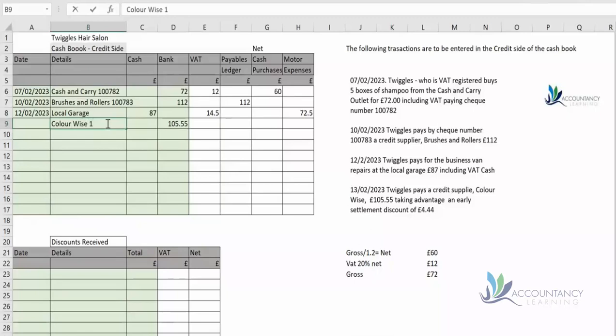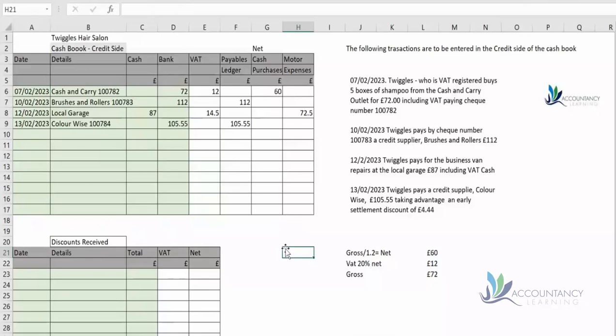and cheque number would be 100784, sequentially numbered, and that was on the 13th of February 2023. Again, we need to analyse this. Now remember, this is a credit supplier, so the VAT would have been accounted for within the purchases day book. So all we simply need to do is transfer that value across to the payables ledger. That completes the entries into the cashbook credit side.